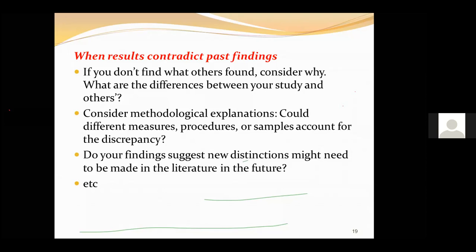Consider methodological explanations. Could different measures, procedures, or samples account for the discrepancy? These are the questions that should run in your mind, and you should look for answers. Discuss what your failure to replicate other results says about the limitation to the generalizability of your findings. Okay? Do your findings suggest new distinctions that may need to be made in literature in future?